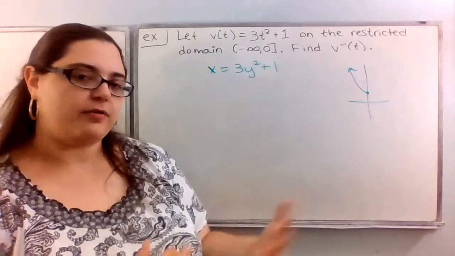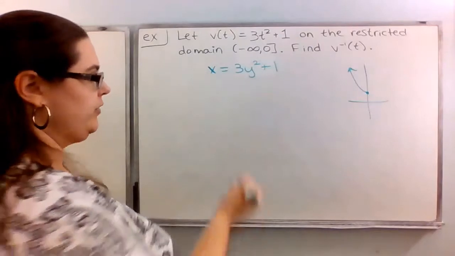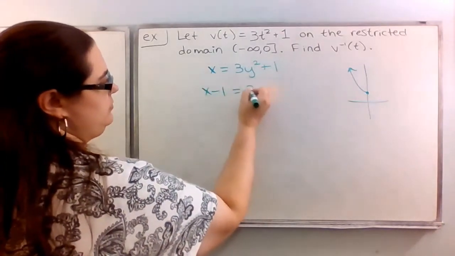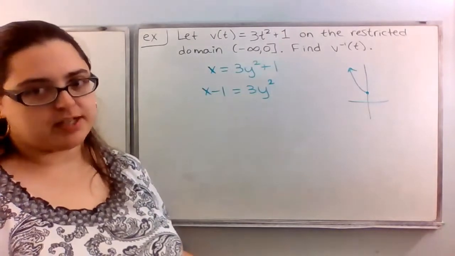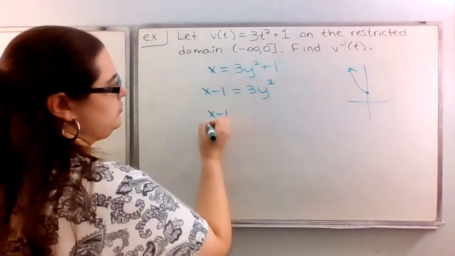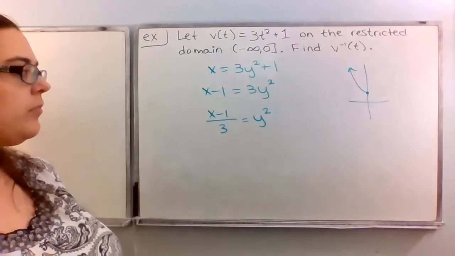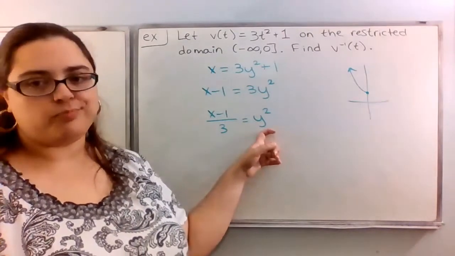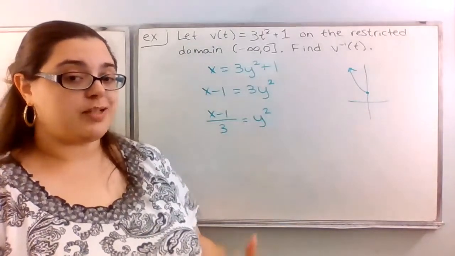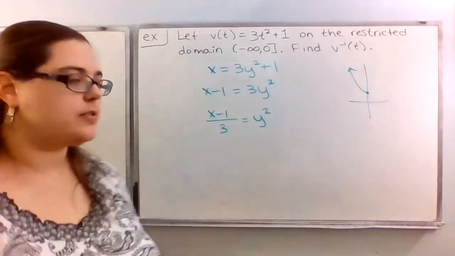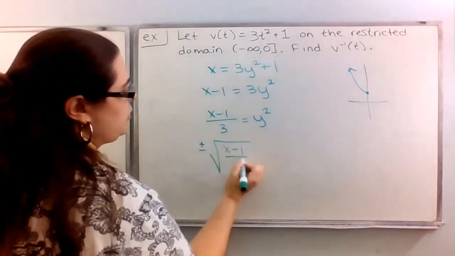And to find the inverse, now that we've switched the roles of x and y, we need to solve for y. So I'm going to start by subtracting 1 from both sides. And then we can divide both sides by 3. And then to get y on its own, we want to undo this squaring. So we're going to square root both sides. But remember, when you're solving an equation by square rooting both sides, you have to do the plus or minus. So we're going to get plus or minus this beautiful square root, x minus 1 over 3.